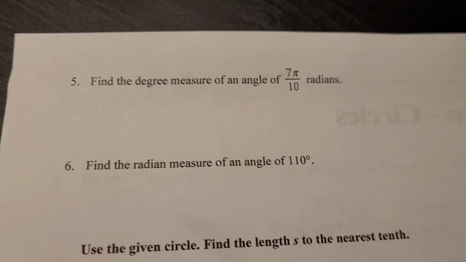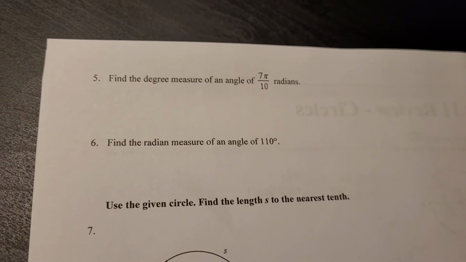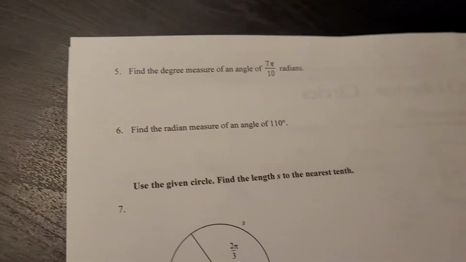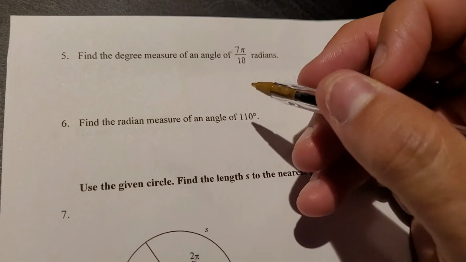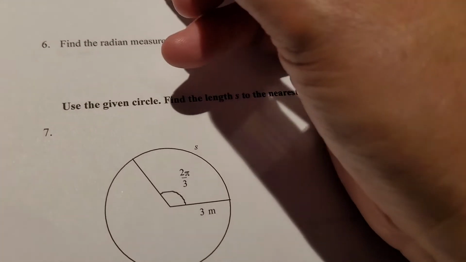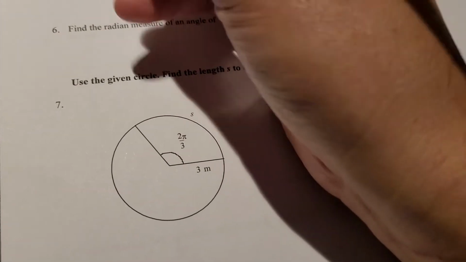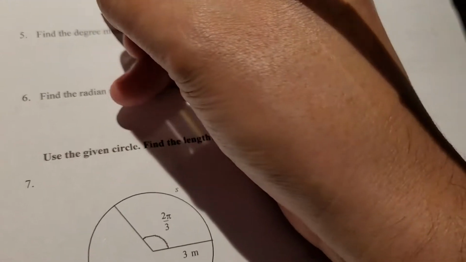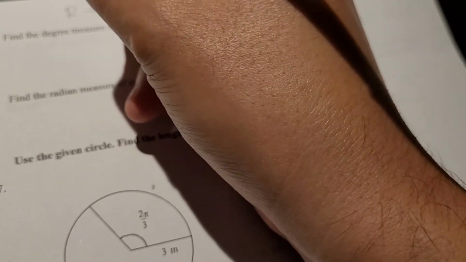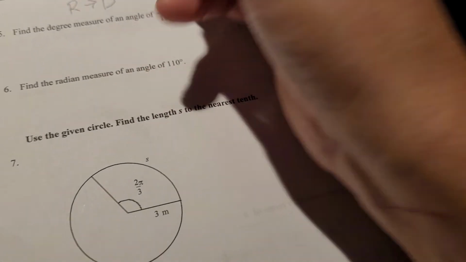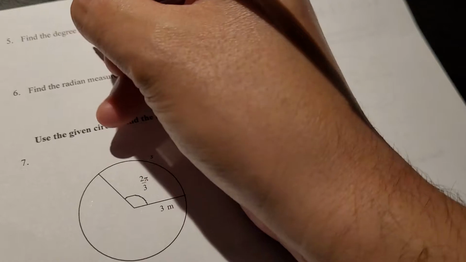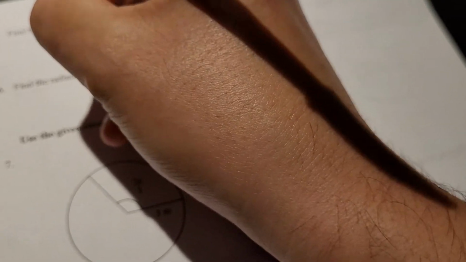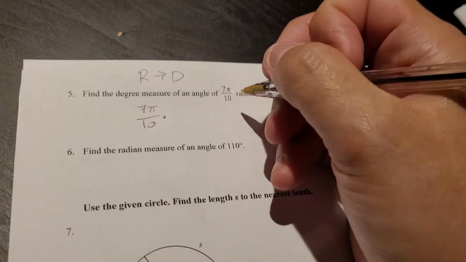Okay, let's look at number 5. Find the degree measure of angle 7 pi over 10 radians. So here we want degrees, so I need to go from radians to degrees. I'm using the conversion from radians to degrees. So since I want degrees, I'm going to have to multiply that angle, 7 pi over 10, by, first of all, you need to introduce degrees in here.